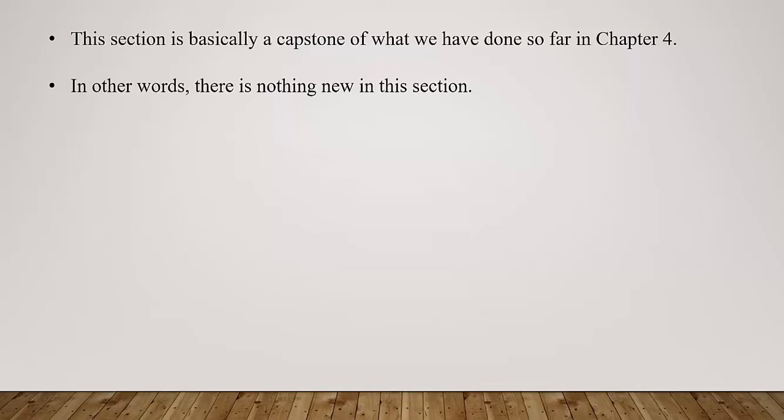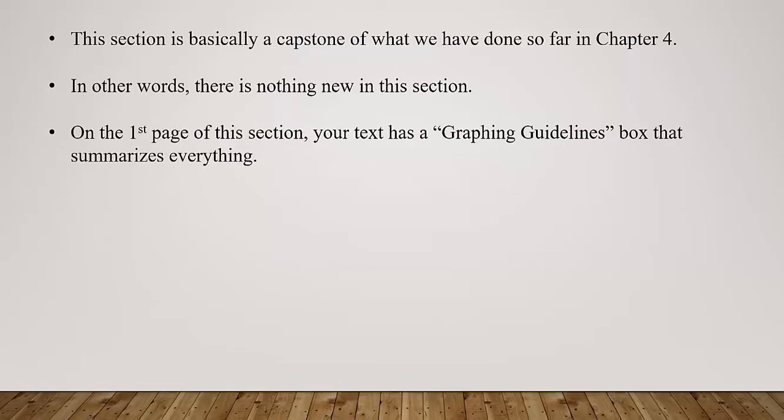We also might harken back to some stuff that we've learned in previous chapters, such as vertical asymptotes and horizontal asymptotes. But really, there is nothing new in this section. On the first page of this section, your text does have a box called the Graphing Guidelines box, and it summarizes everything that's going to take place in this section, or everything that can take place, because we're just graphing functions. So you will see nothing new in that box.